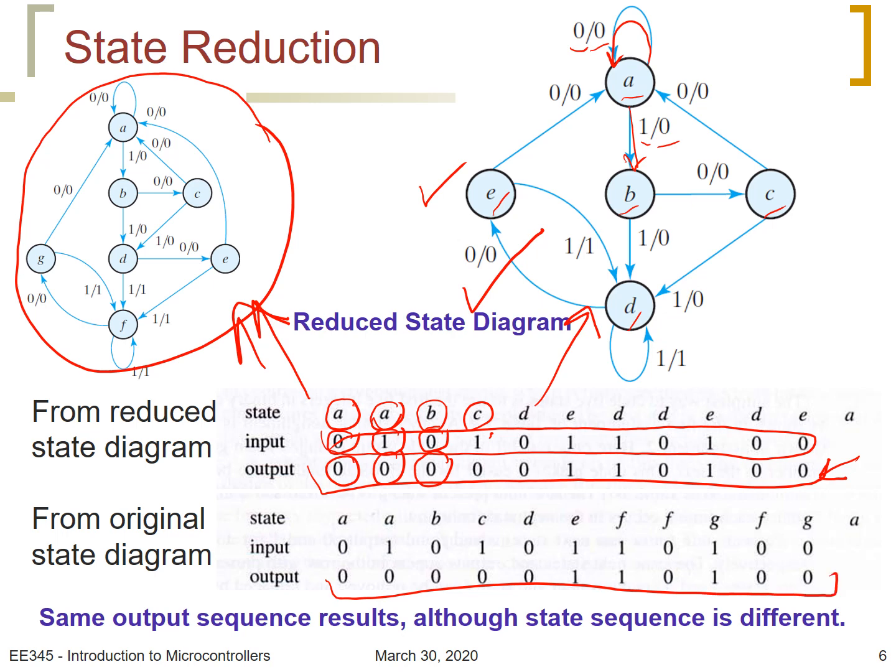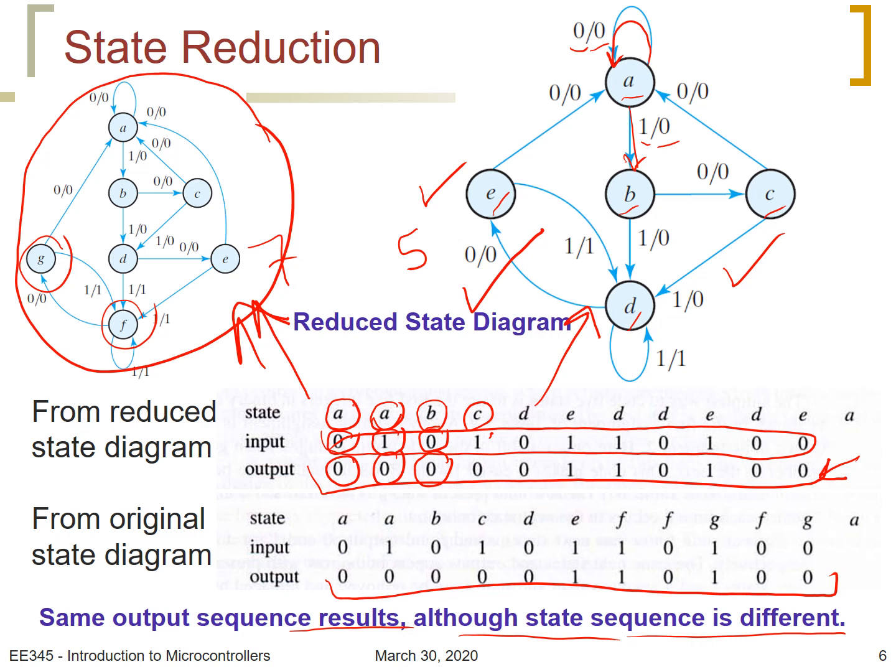Therefore, we said that the same output sequence results, although the state sequence is different, of course, because there are two states, F and G, that are no longer in this state diagram here. And of course, doing this, we simplify the state diagram from 7 states here to 5 states here.